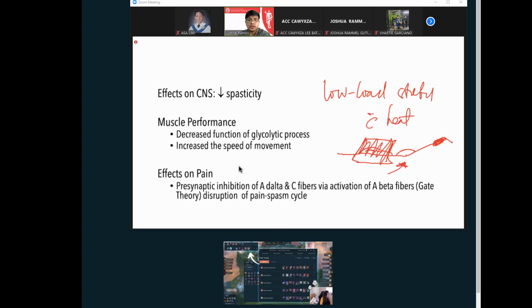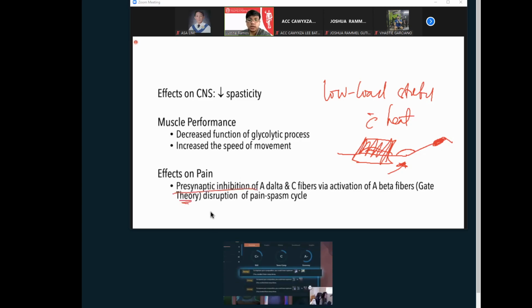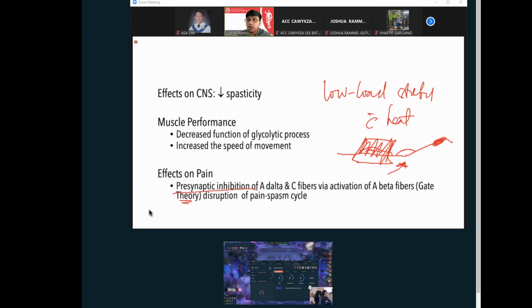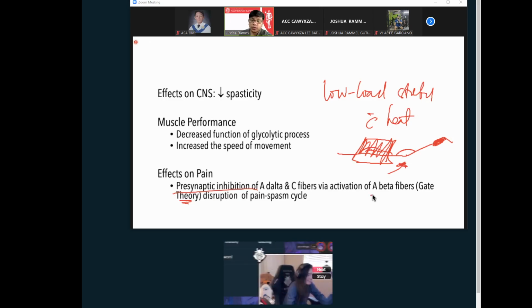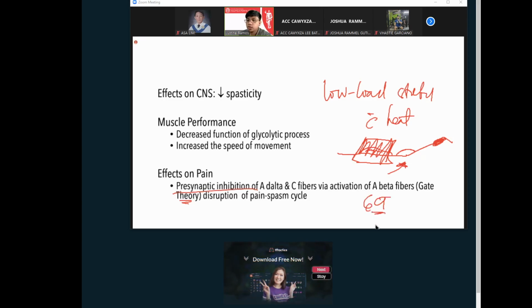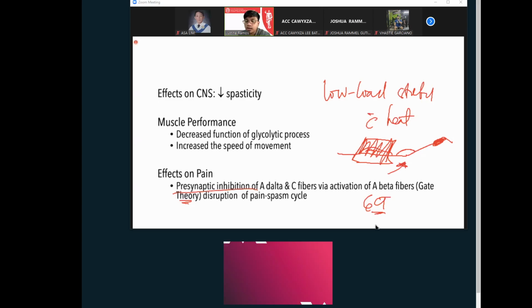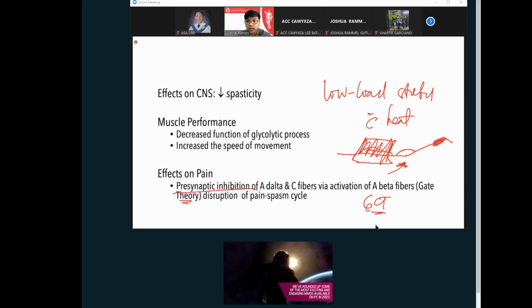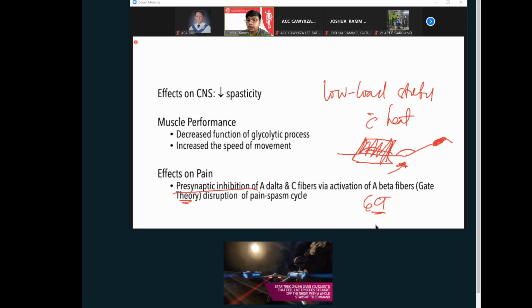So effects on pain. So generally presynaptic inhibition. So we're just referring to your gate control theory. Disruption of your pain spasm pain cycle. Kaya pagka tinanong kayo, ang HMP, di ba, ang hot moist pack, na-mention ko na yan last time. It also works under your gate control theory. So hindi lang TENS, okay, ang GCT. No, madaming modalities, your cryotherapy, your heating modalities also work under your gate control theory. Okay?